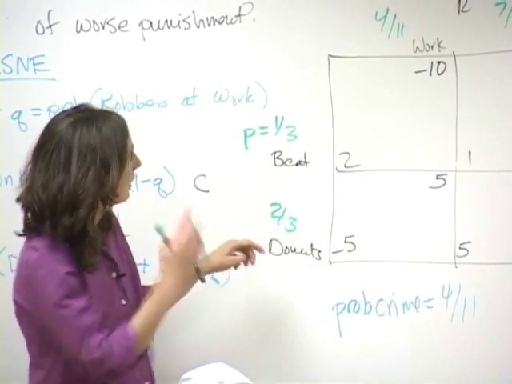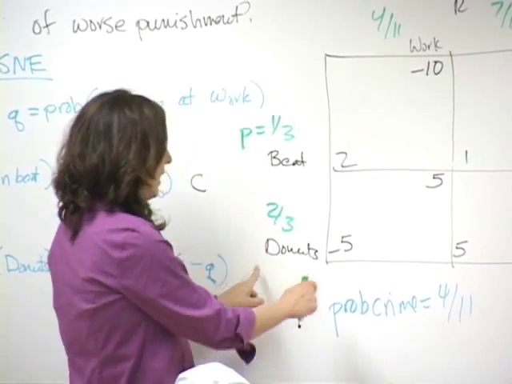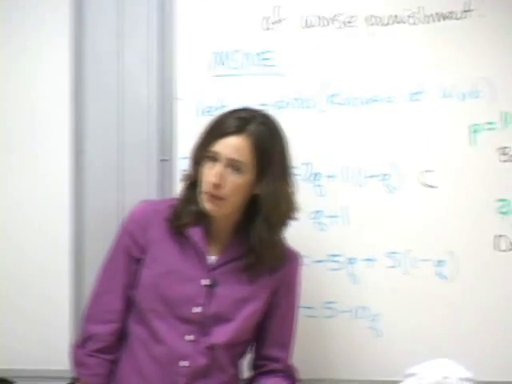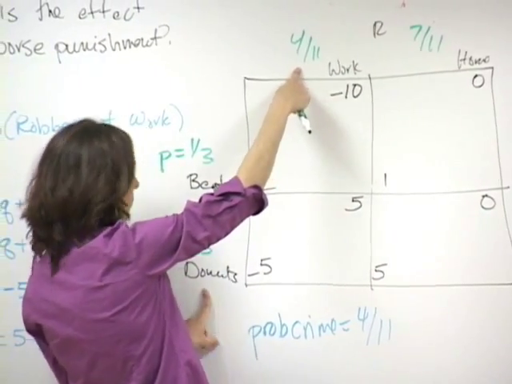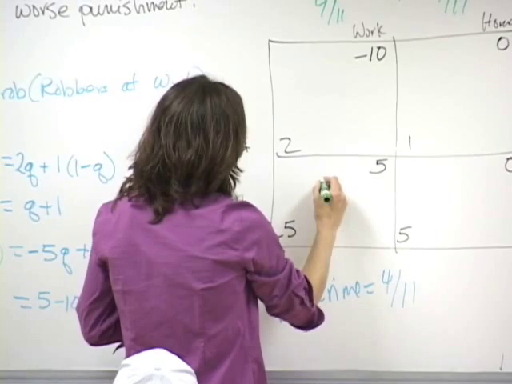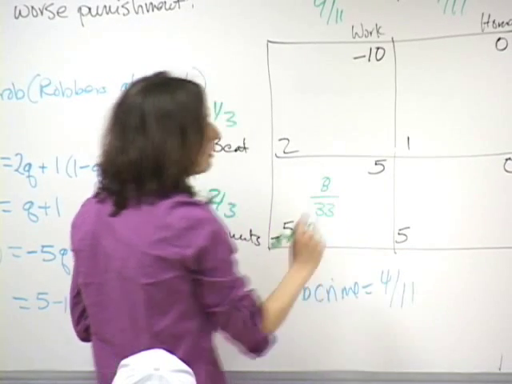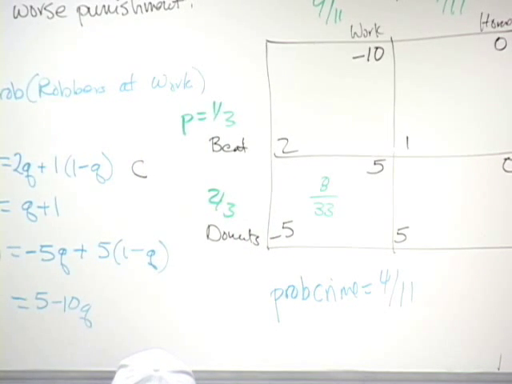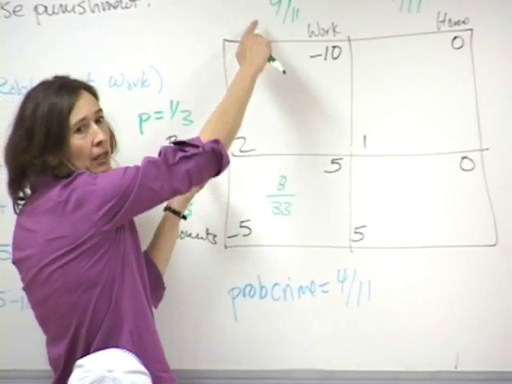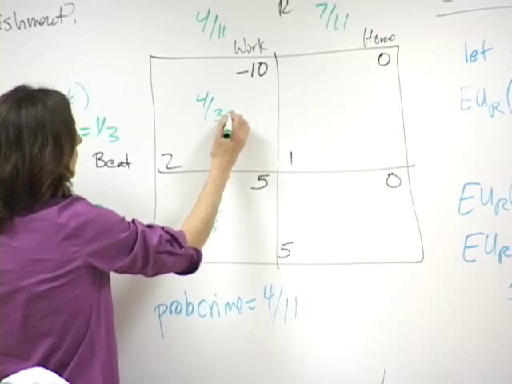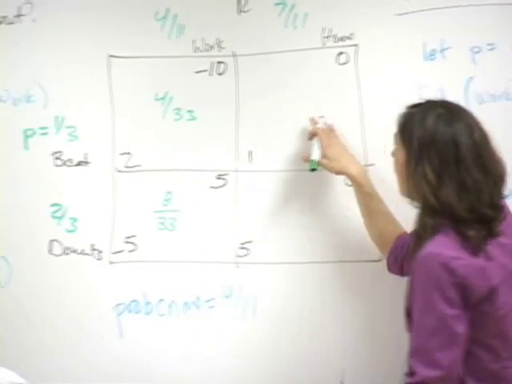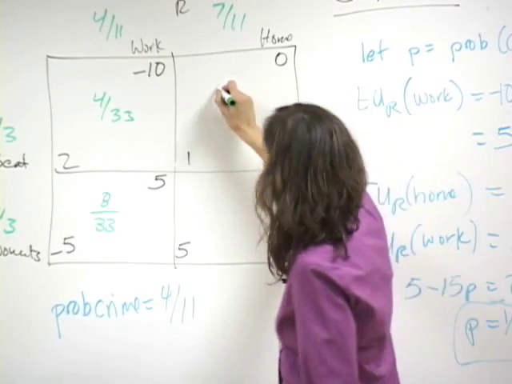Okay? If we put the frequencies in the cells now, what's the probability that they get away with crime? Well, it's the probability that they commit crime and the cops are in the donut shop. 8/33, okay, which is indeed a bigger number than 4/22 there. The probability of crime that is caught by the cops is 4/33. I'll just round out the calculations here.